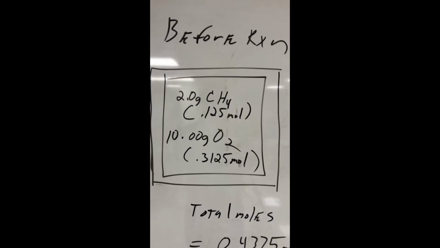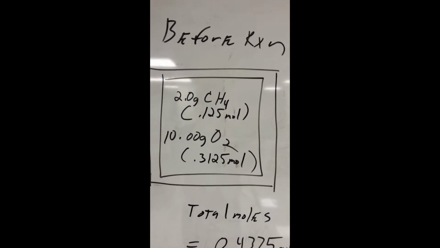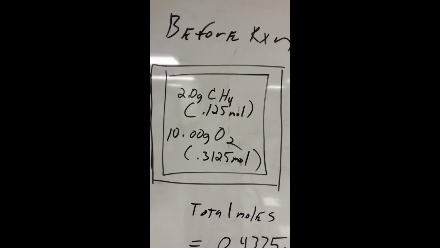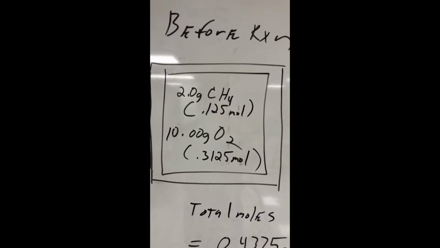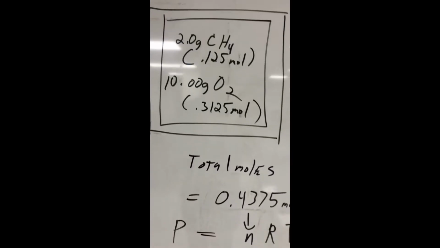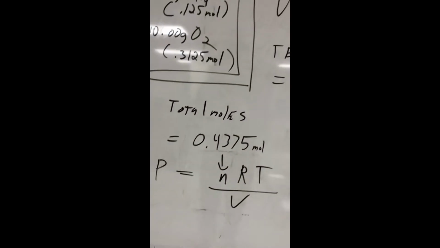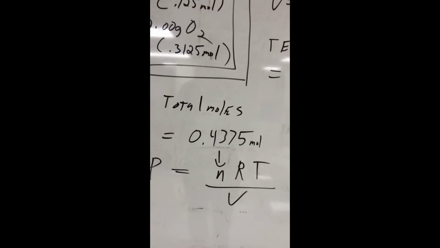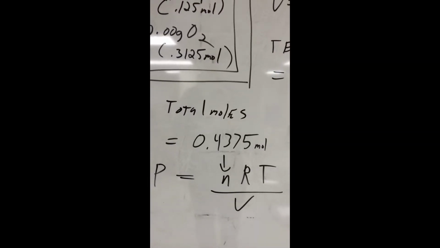All right. This is what we did in class today. This is before the reaction with methane gas plus oxygen gas. Notice we converted grams to moles, no big deal. And then notice we can add the total moles in to PV equals nRT. Of course, we're solving for P there.